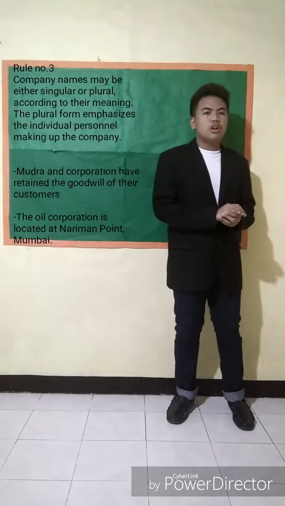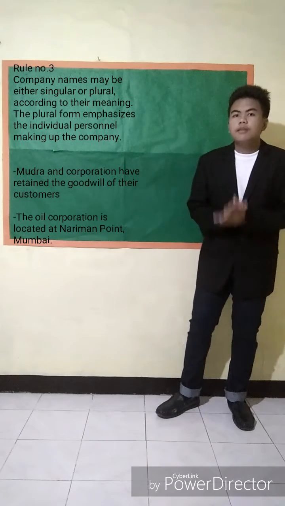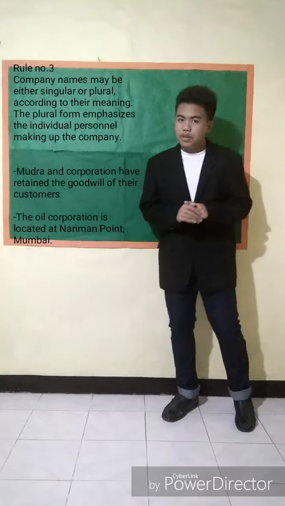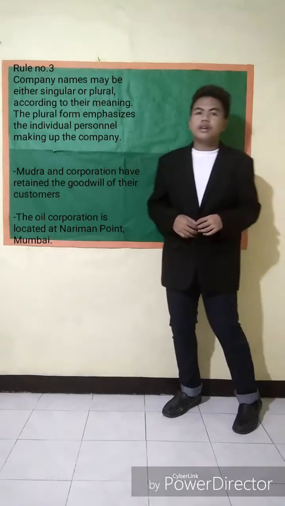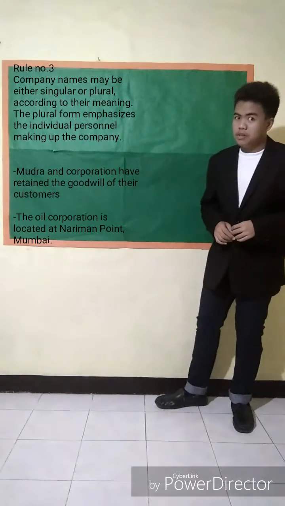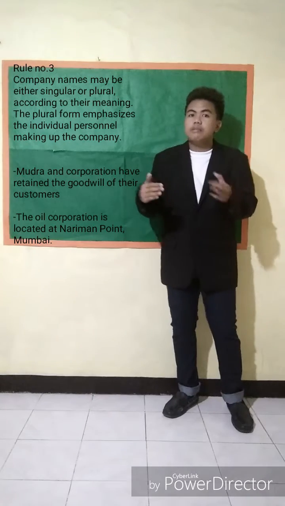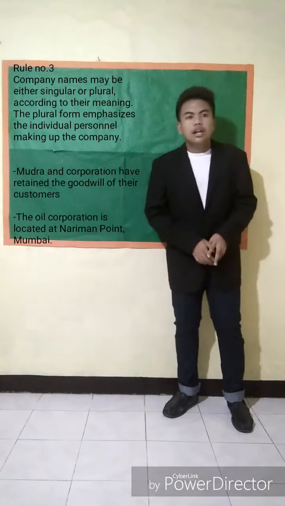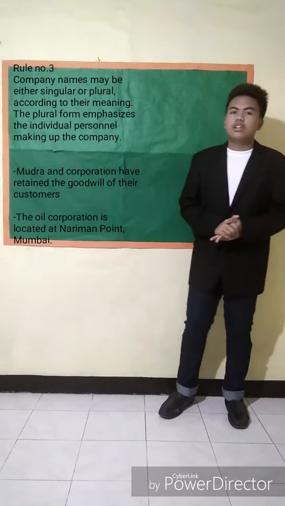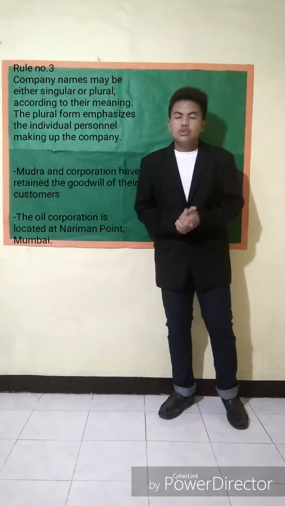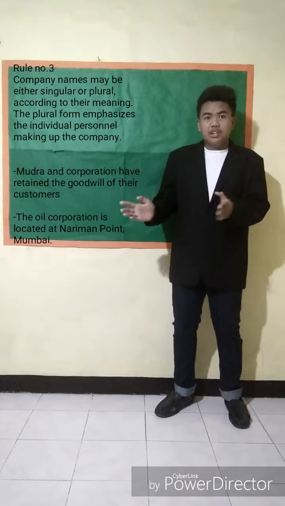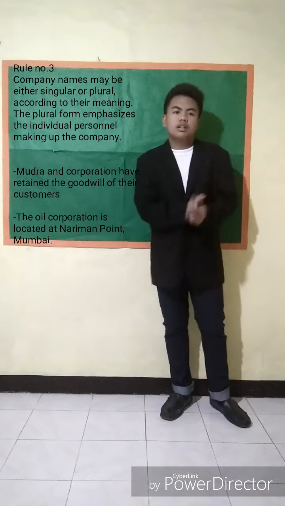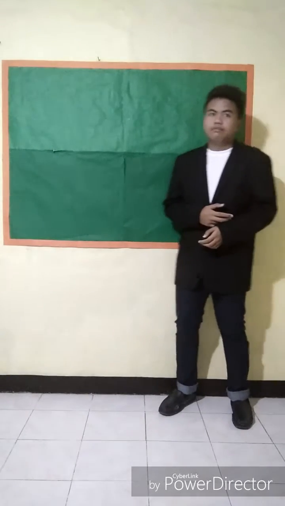Rule number 3: company names may be either singular or plural according to their meaning. The plural form emphasizes the individual personnel making up the company. Example: Mudra and Corporation have retained the goodwill of their customers. Both company names may be singular or plural. The oil corporation is located off Nariman Point, Mumbai. So company names may be either singular or plural according to their meaning. That's rule number 3.